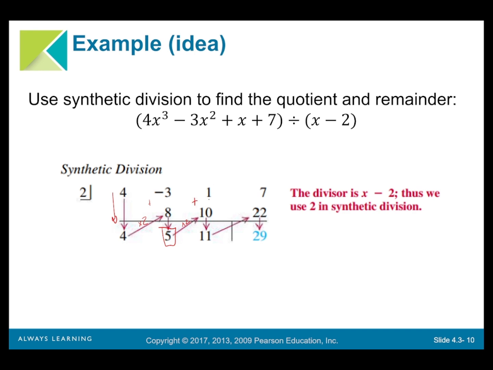Let me write it on the left. We add the 1 and the 10 to get to 11. Do 11 times 2 to get to 22. We add the 7 to get to 29. Add that here. So that tells us that x minus 2 times our result, which was 4x squared plus 5x plus 11, if we multiply that with x minus 2 plus 29, we get the original 4x cubed minus 3x squared plus x plus 7, as is under the house in the beginning.